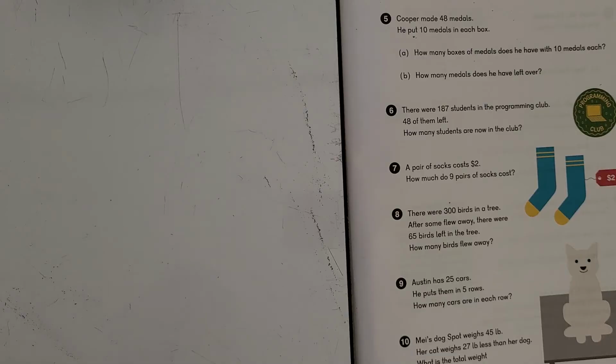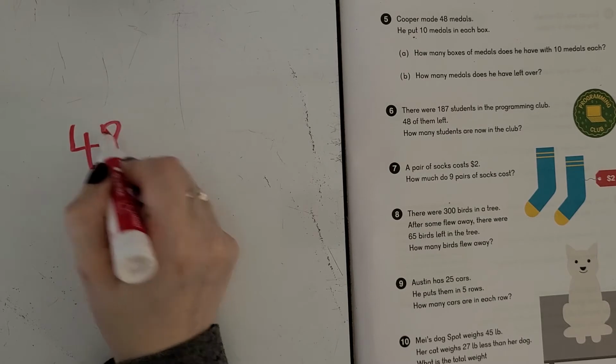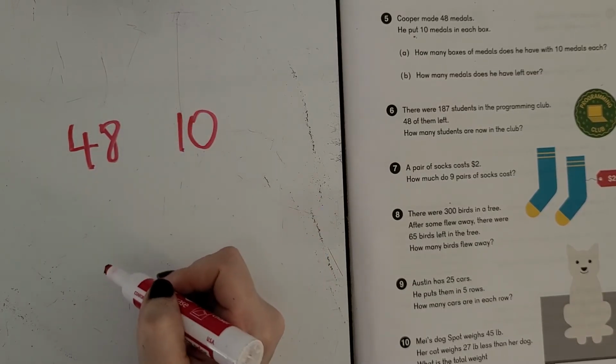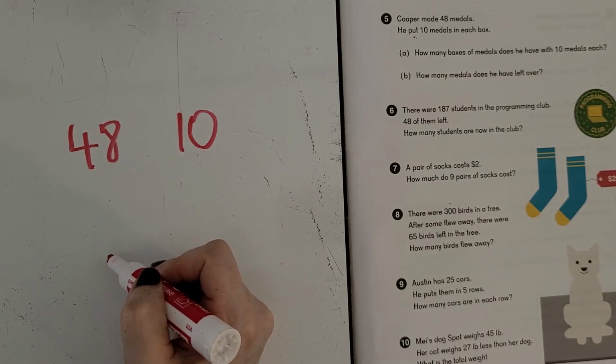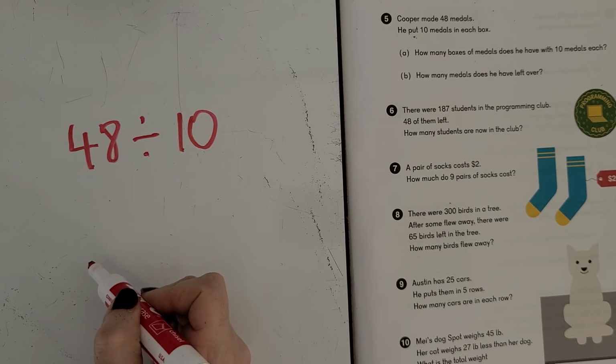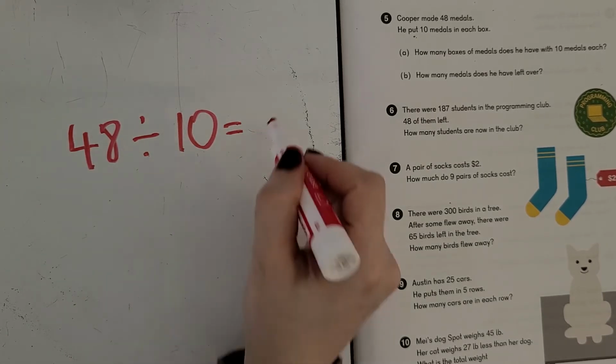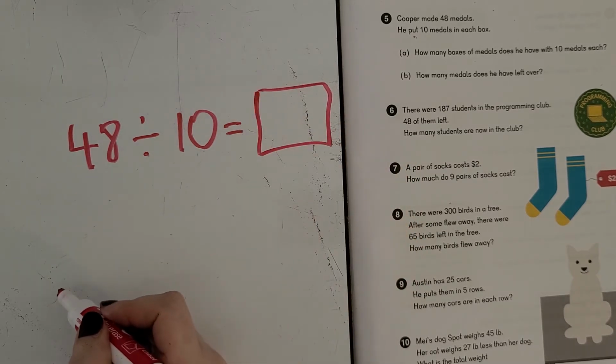It says Cooper made 48 medals. He put 10 medals in each box. So we know he has 48 medals, and he's going to put 10 medals in each box. How many boxes of medals does he have with 10 medals each? So we're sharing 48 divided by 10, because there's 10 in each box. Now we will know how many boxes he can have.